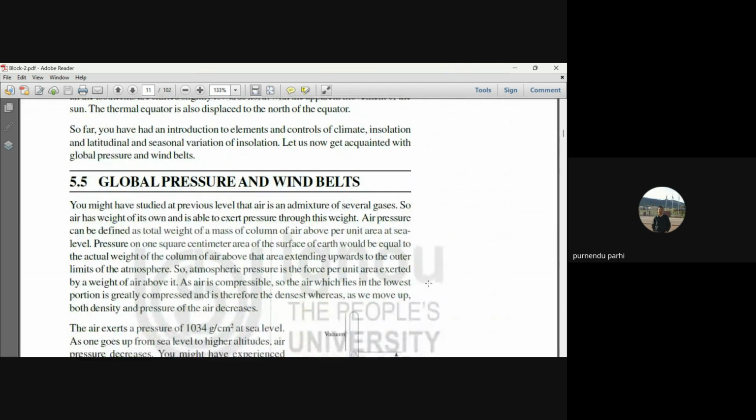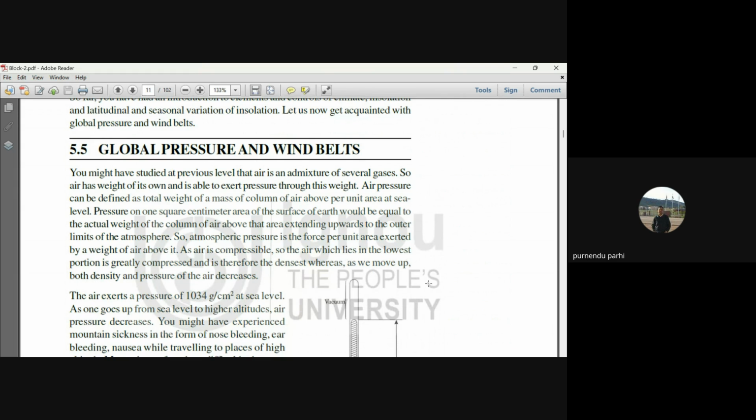Then the global pressure and wind belts. You might have studied at previous level that air is a mixture of several gases. So air has weight of its own and is able to exert pressure through this weight. Air pressure can be defined as total weight of mass of column of air above per unit area at sea level.